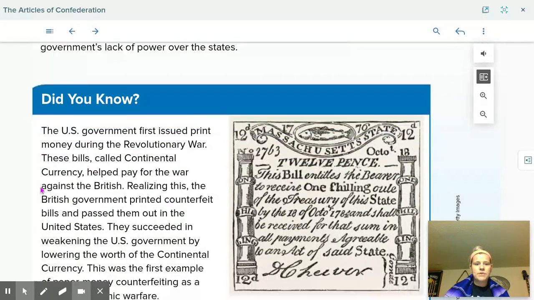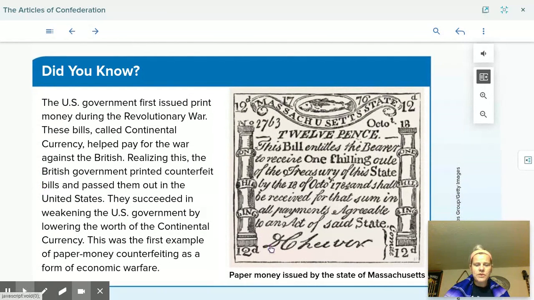So let's continue with this Did You Know? So this picture here was paper money that was issued by the state of Massachusetts. So the U.S. government first issued print money during the Revolutionary War. These bills, called Continental currency, helped pay for the war against the British.